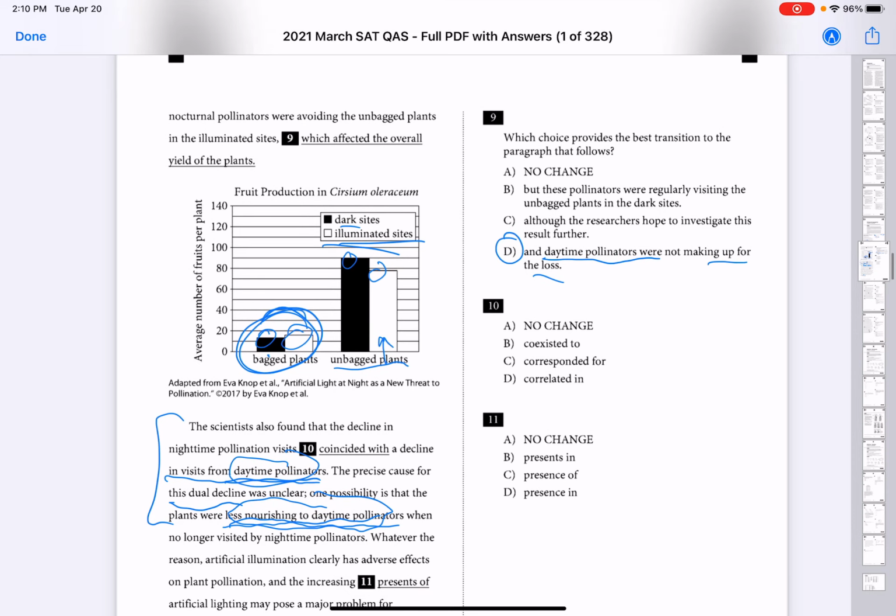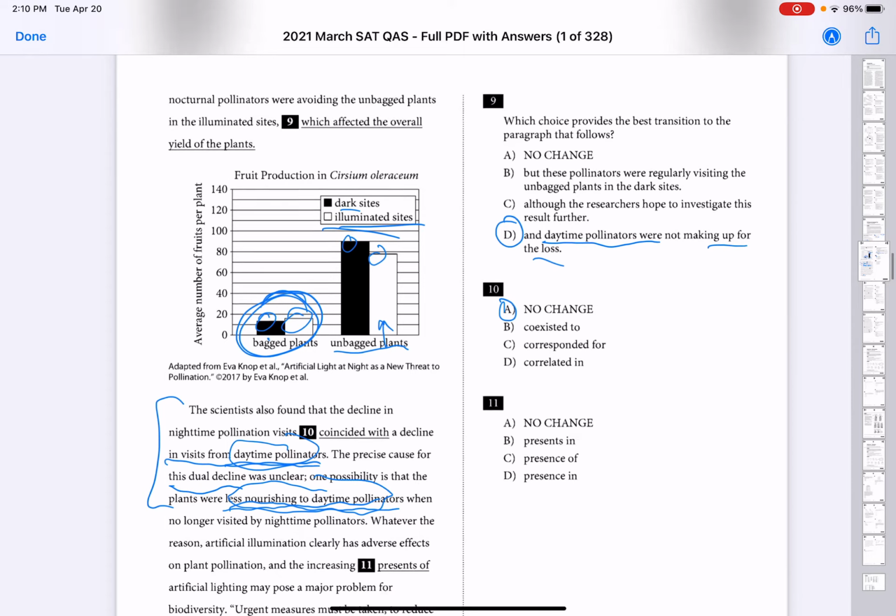Okay, so let's take a look at number 10. The scientists also found that the decline in the nighttime pollination visits coincided with a decline in visits from daytime pollinators. Okay, so for number 10, the answer should be coincided. So this is a vocabulary question. They're asking about what's the best way to say that one happens with the other at the same time. So let's just say that it was coincided. They both happened at the same time.